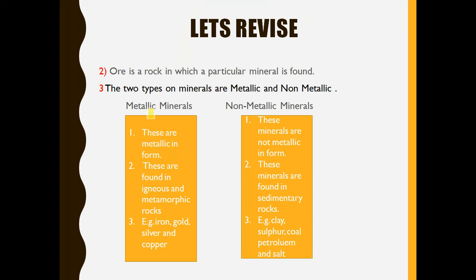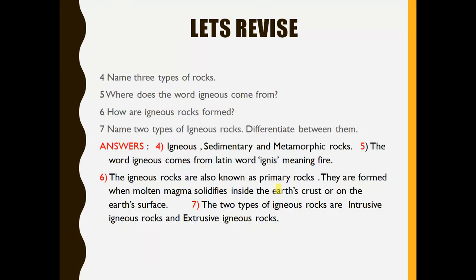Now, the metallic rocks are metallic in form. These are found in the igneous and the metamorphic rocks. Examples: iron, gold, silver, and copper. And non-metallic rocks have minerals which are not metallic in form. These minerals are found in the sedimentary rocks. Examples: clay, sulfur, coal, petroleum, and salt. Now, name the three types of rocks: igneous, sedimentary, and metamorphic rocks.